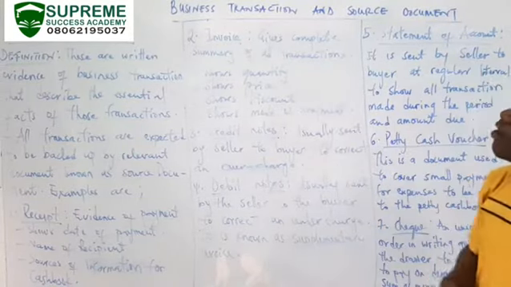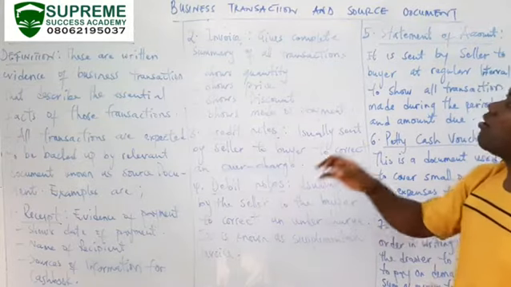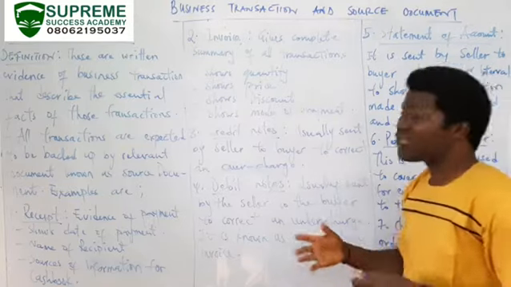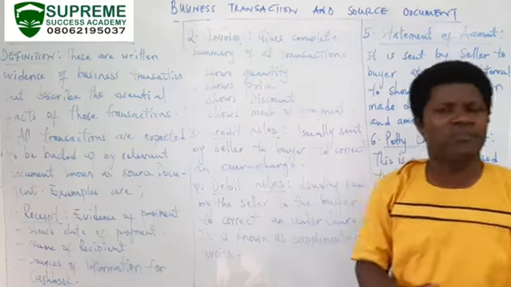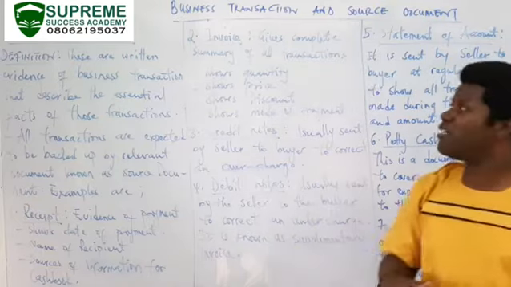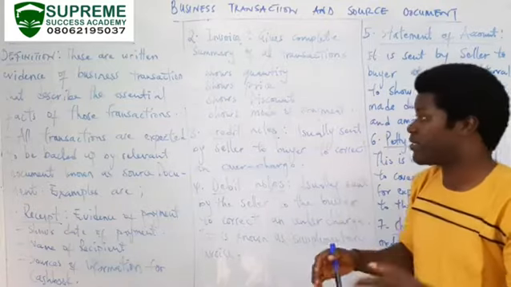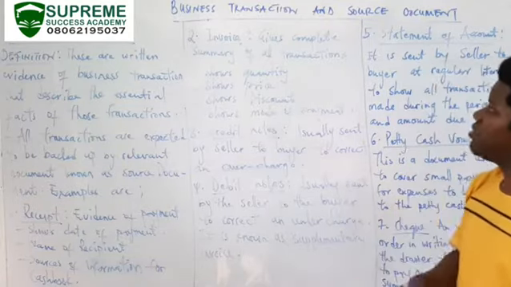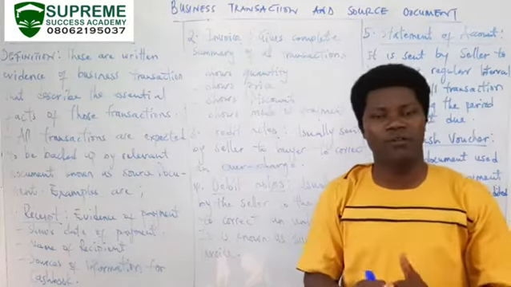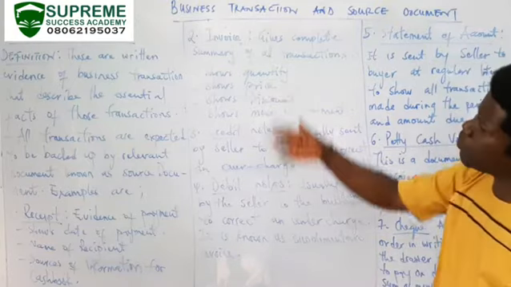The second source document that we are going to be introducing in this section is what we call the invoice. Invoice is another source document. What is an invoice? An invoice is a source document that gives a complete summary of all the transactions that are being done with a particular person at a particular time. What are the features of an invoice?